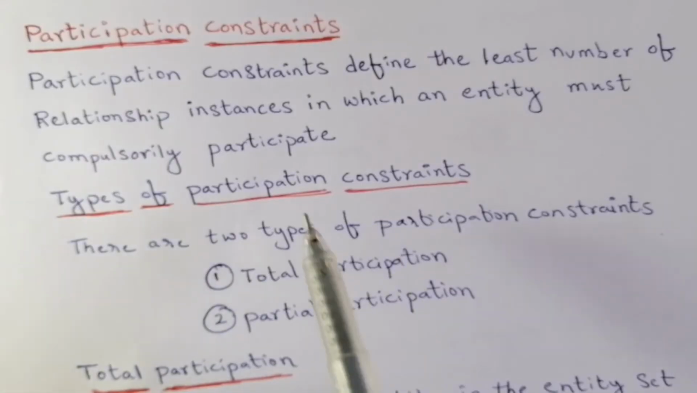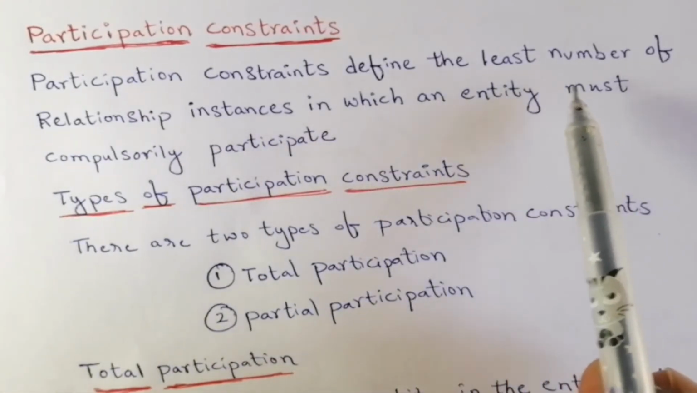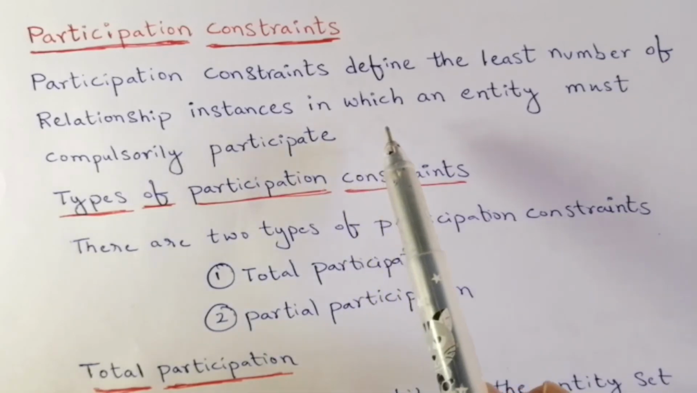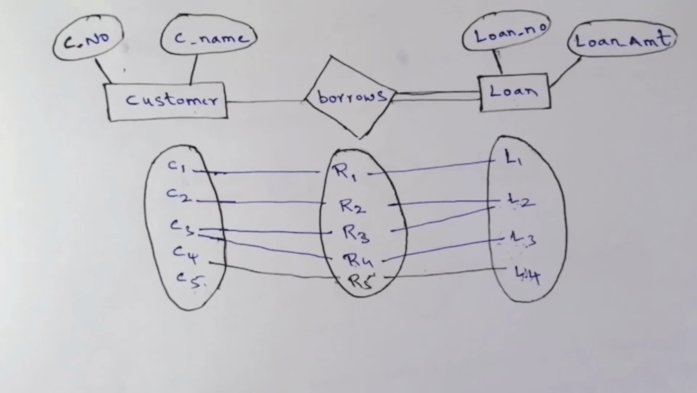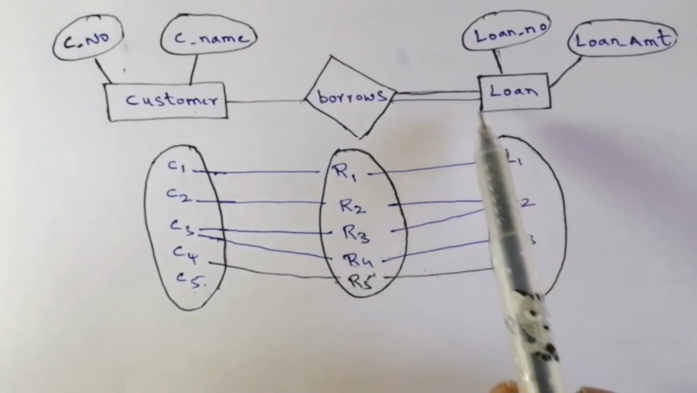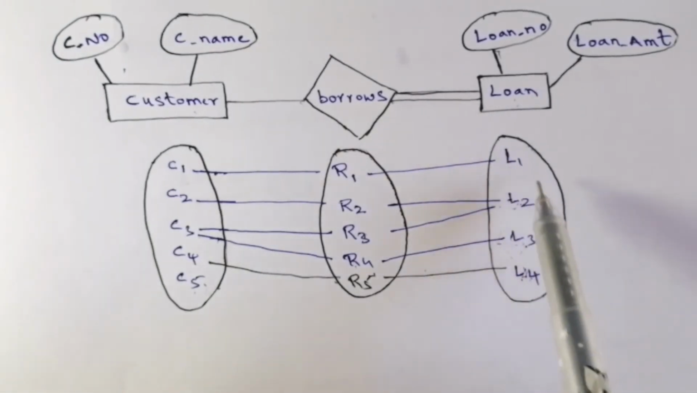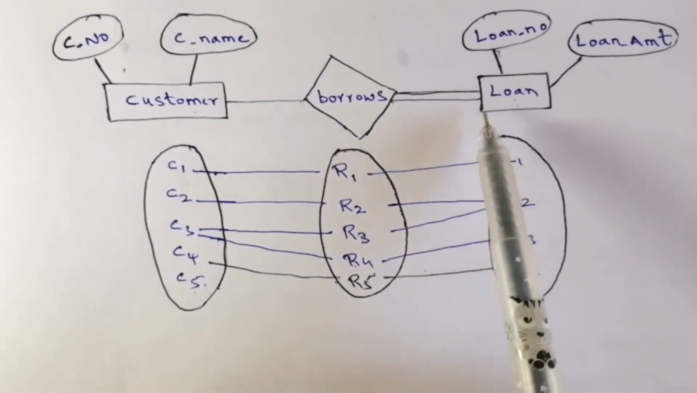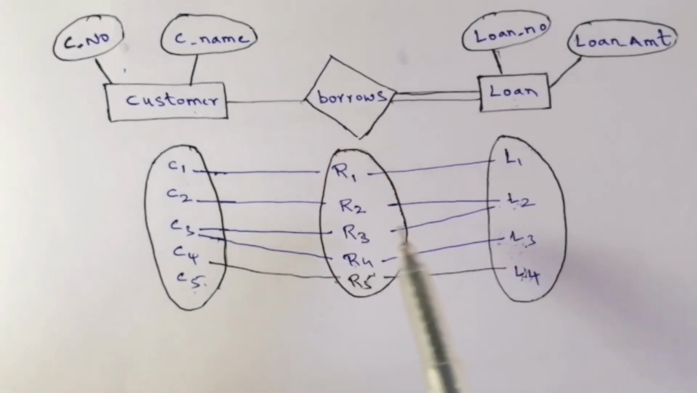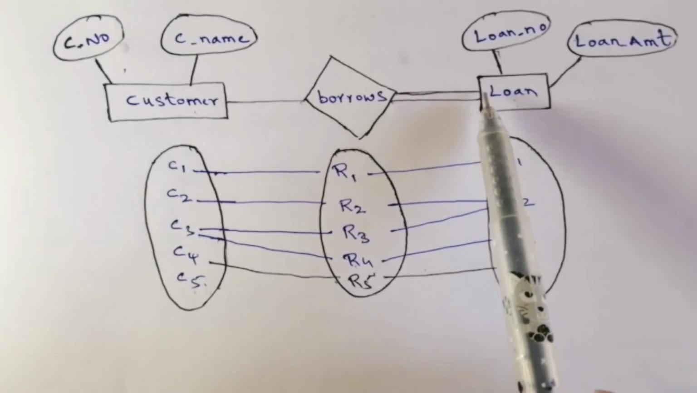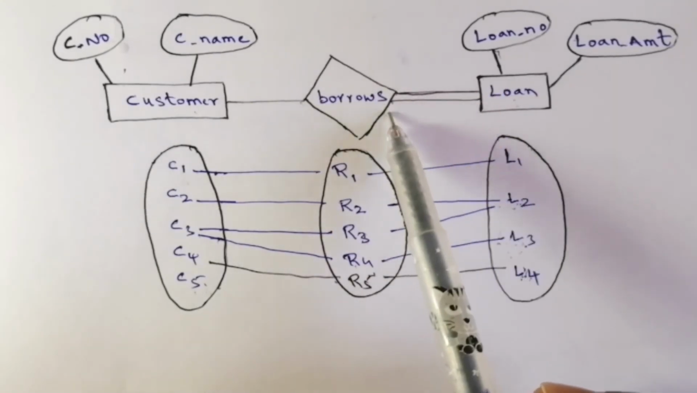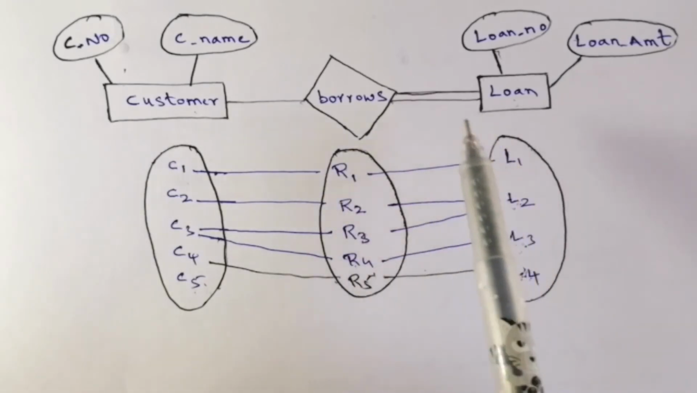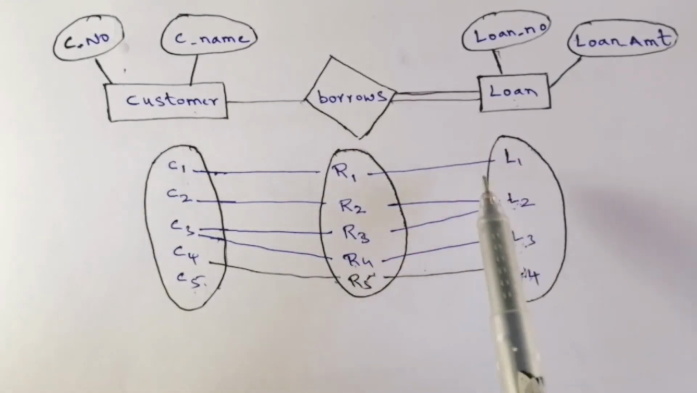So participation constraint defines the least number of relationship instances in which an entity must compulsorily participate. So here what it gives, participation constraint gives the least number of relationship instances. Say I have said it should participate compulsorily in one relationship. It is the least number. So I have said it is total participation, means compulsorily every entity should participate. It is the least number.